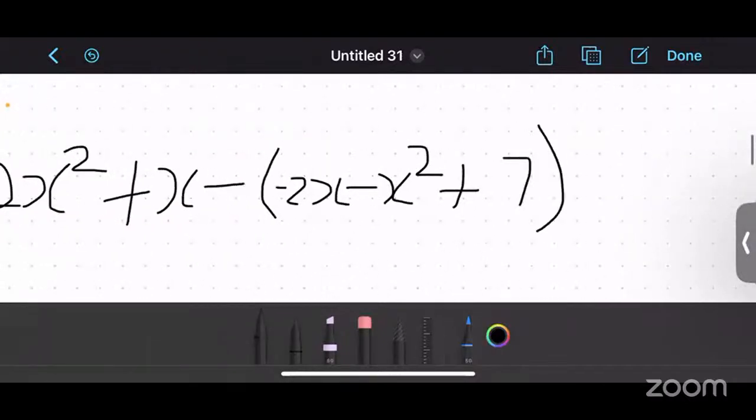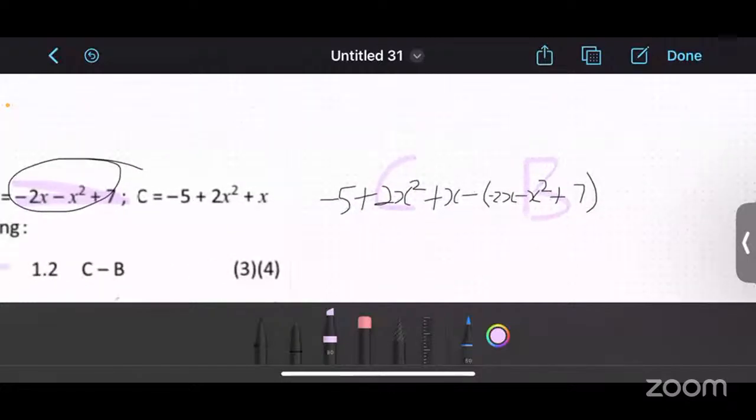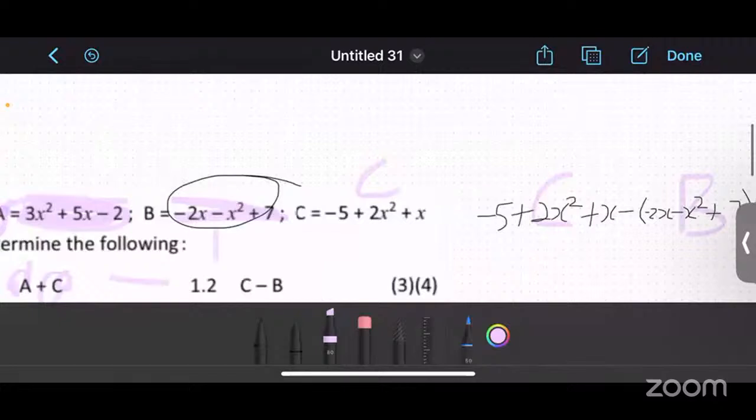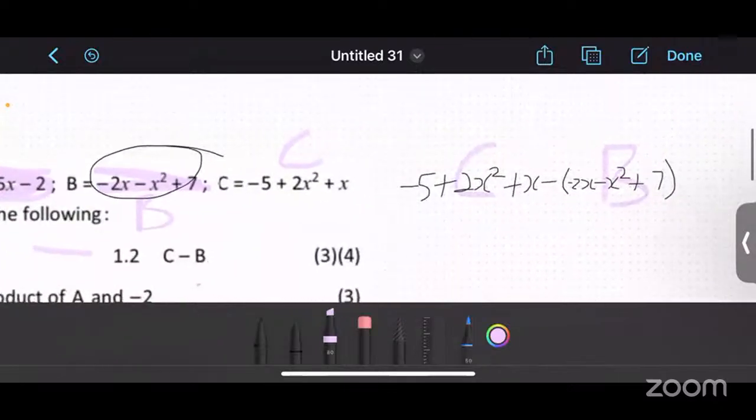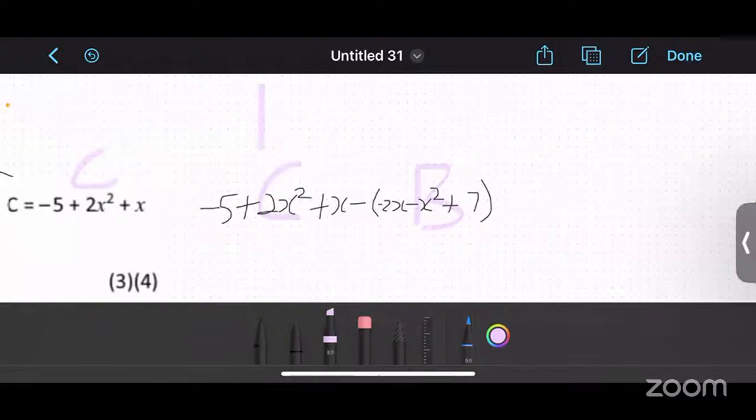Do you see that we replaced our C and our B? So it's C minus B, because this is our C and this is our B over here. We just replace those with the expressions, so it's easier for us to calculate. So we have minus 5 plus 2x squared plus x minus, in brackets, minus 2x minus x squared plus 7.